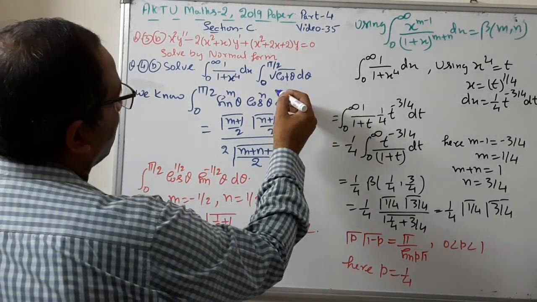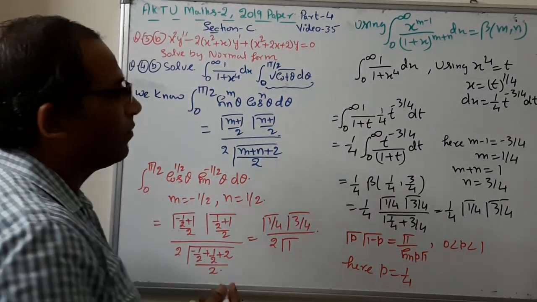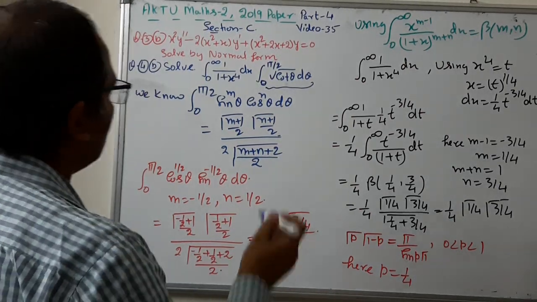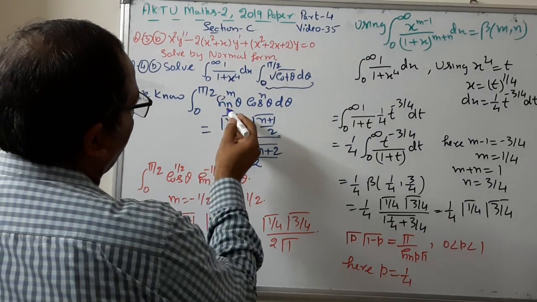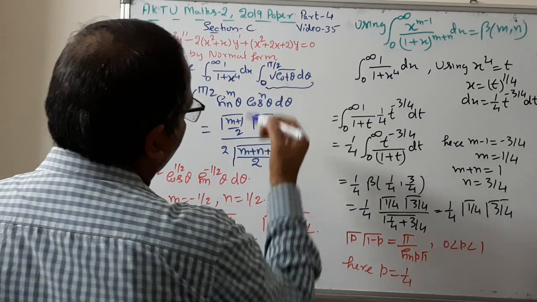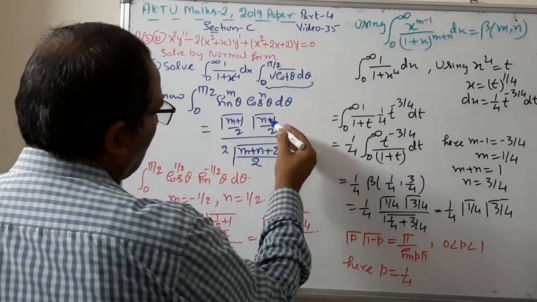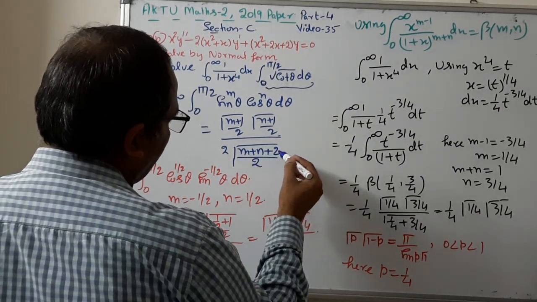For solving this one, first we take the second integration. This is the product of two integrations, so we will find out the integrations one by one and then multiply them and get the answer. So for solving this second integration, using the formula integral from 0 to pi by 2 of sin to the power m theta cos to the power n theta d theta, that is equal to gamma of (m plus 1) by 2 into gamma of (n plus 1) by 2 upon 2 times gamma of (m plus n plus 2) upon 2.